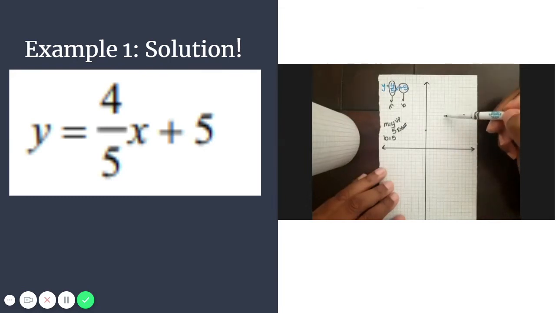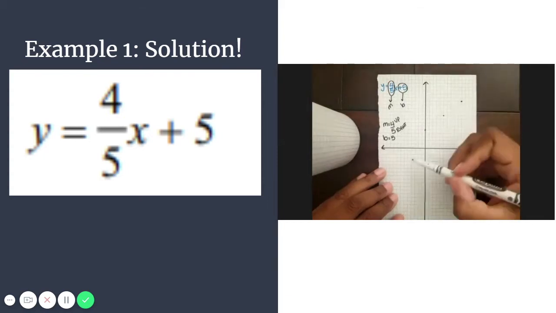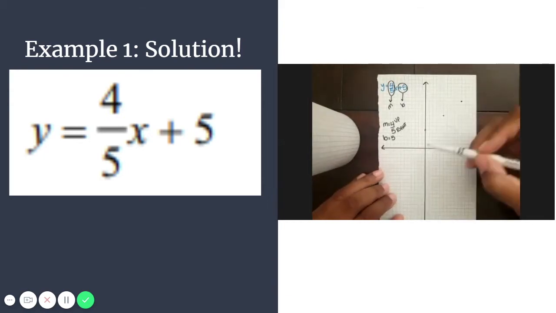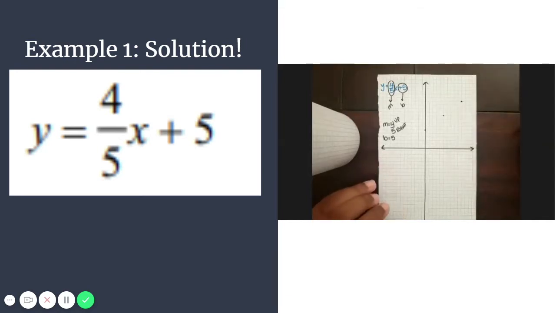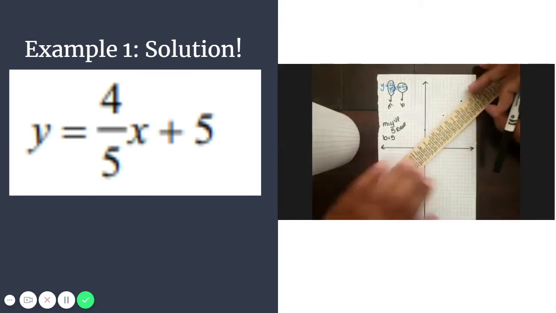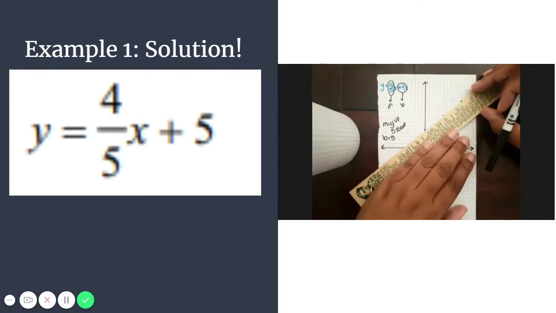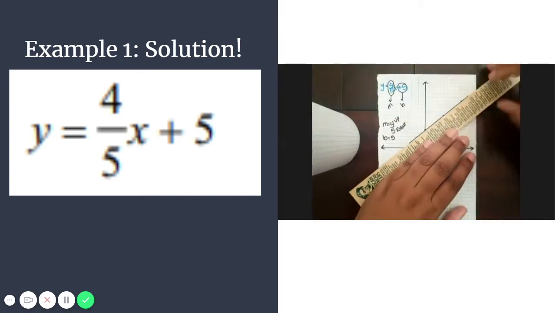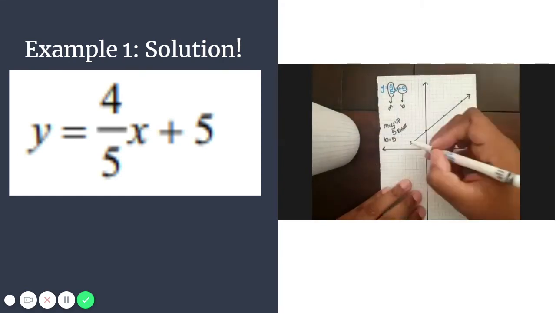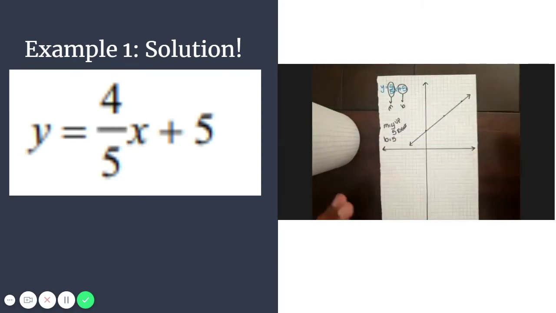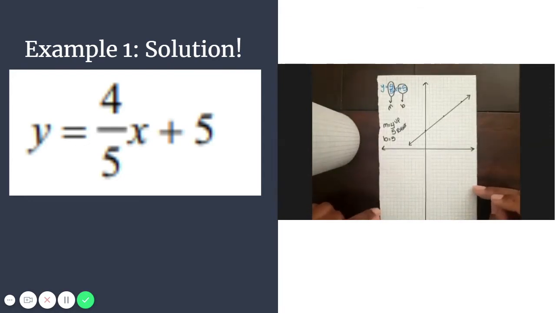Now, because I want 3 points, I'm going to start here and use that same process. I'm going to go up 4, 1, 2, 3, 4, and right 5, 1, 2, 3, 4, 5, and plot my third point. Notice that my points are in a linear formation. Remember, they should already look like a line before you actually connect them. Then I'm going to take my ruler and connect those 3 points to graph my line. Remember to put your arrows on the ends because that means it goes on forever, endlessly in those directions. And that is how you would graph a linear function using the slope and the y-intercept.